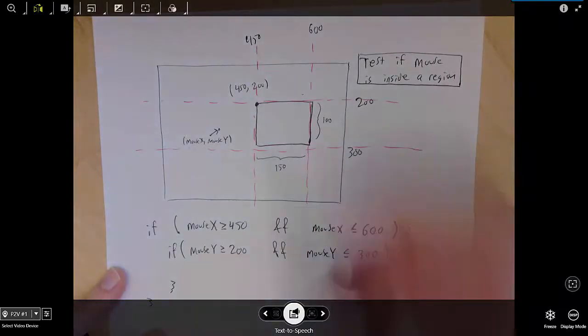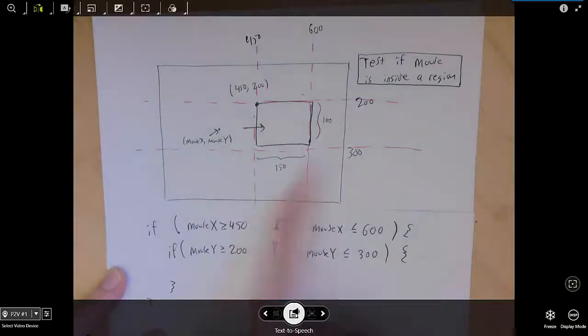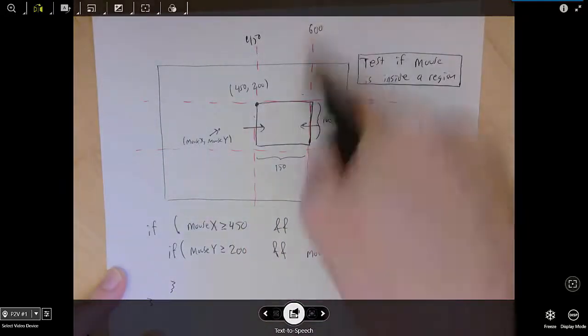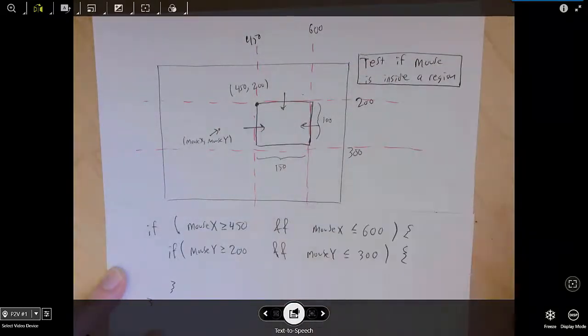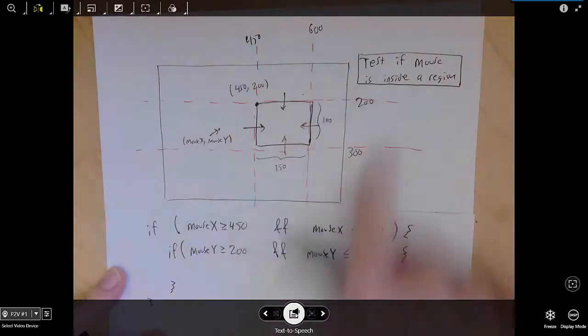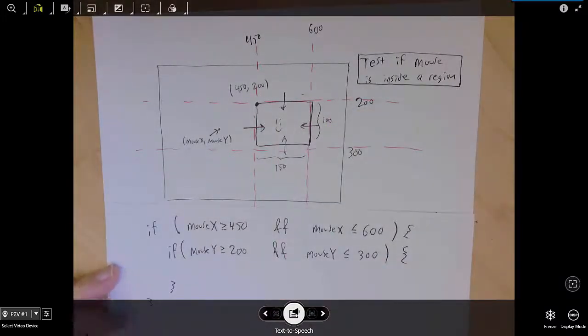So I've tested, is it on this side of the 450 line? Is it on this side of the 600 line? Is it on this side of the 200 line? And is it on this side of the 300 line? And if all four of those things are true at once, then I know the mouse must be in the middle. And it doesn't have to be the mouse coordinate.